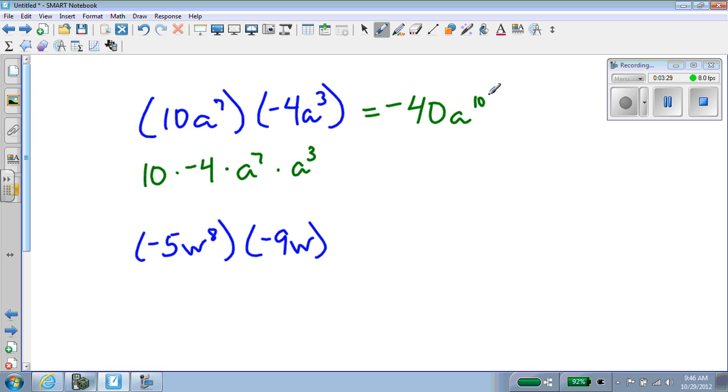Let's try that again, only without the rewriting. So I have negative 5 times w to the 8th times negative 9 times w. So in a sense, I have negative 5 times negative 9, which is 45. 8 factors of w, 1 more factor of w, that's w to the 9th.